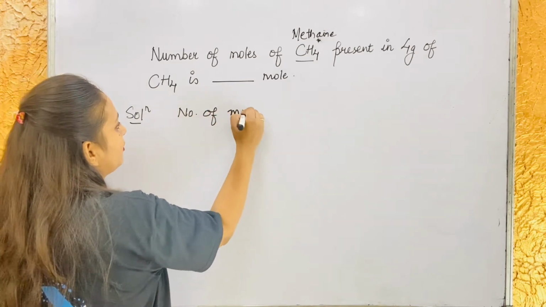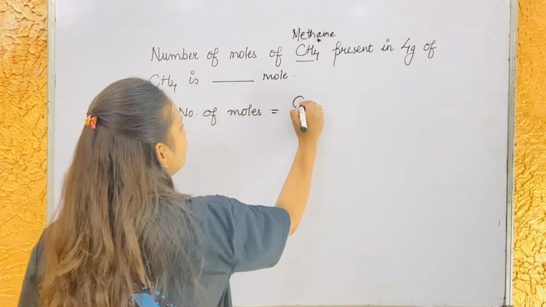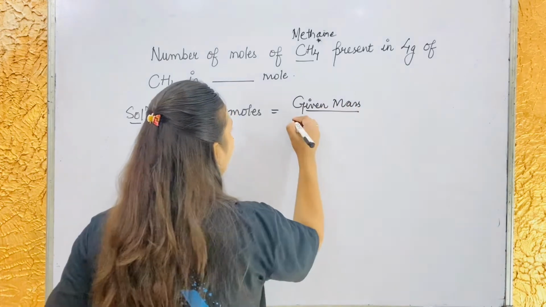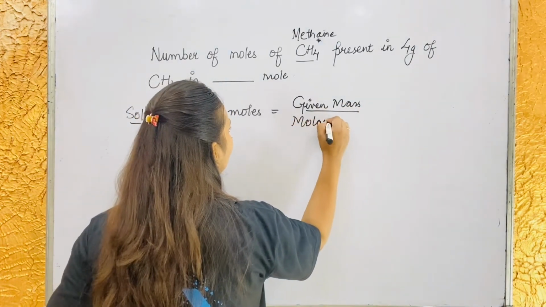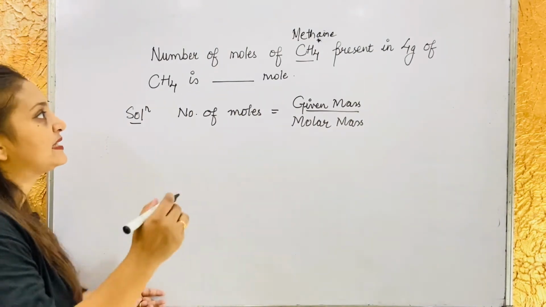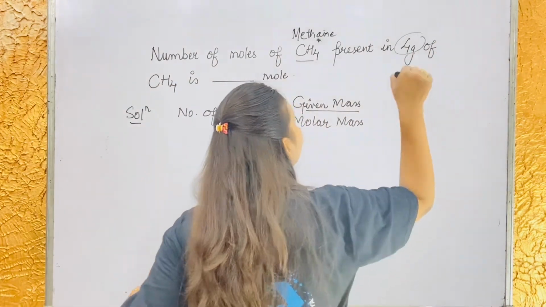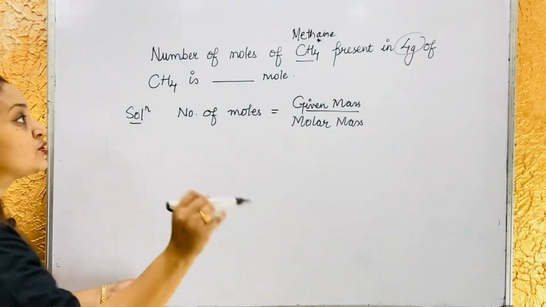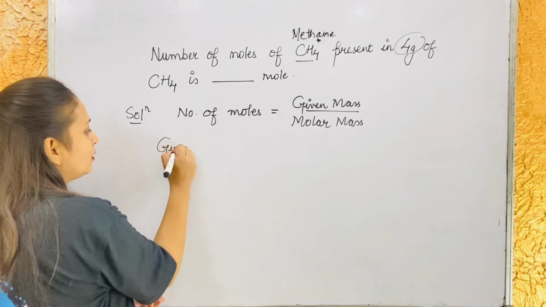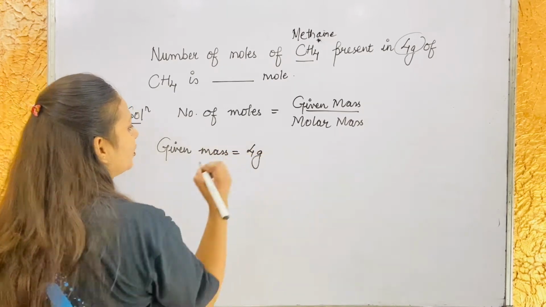The number of moles is equal to given mass upon molar mass. So what is the given mass here? We have to calculate the number of moles of methane present in 4 grams of methane. So that 4 grams is our given mass. So the given mass is equal to 4 grams.